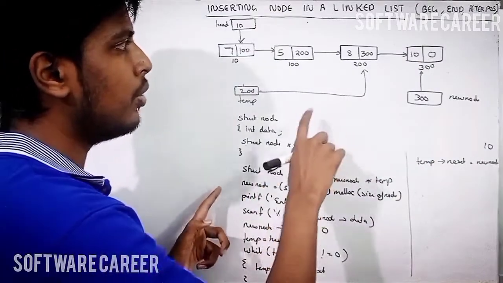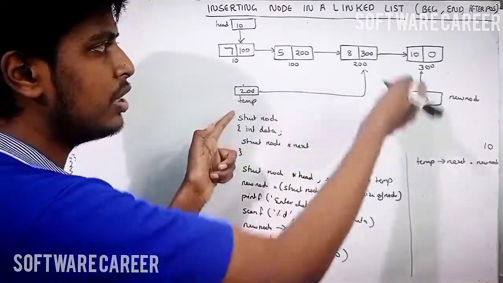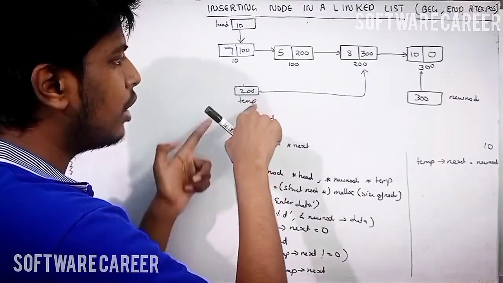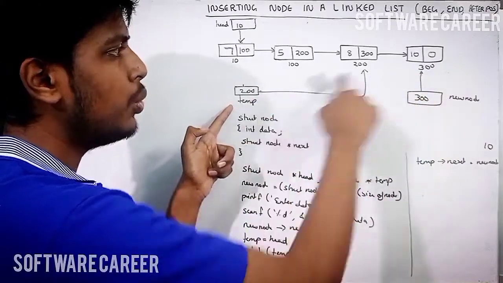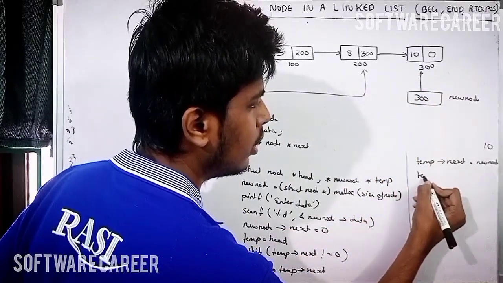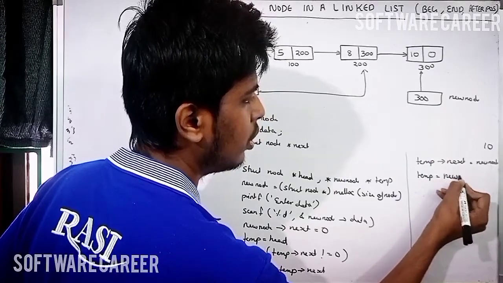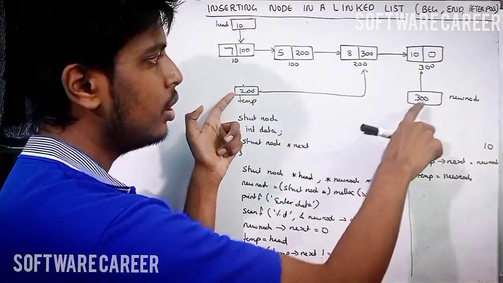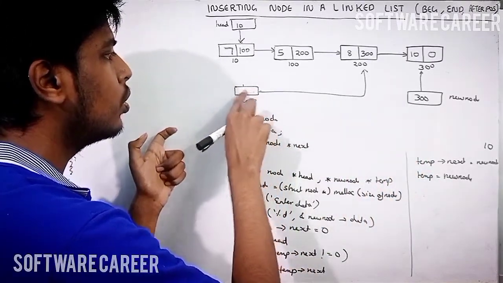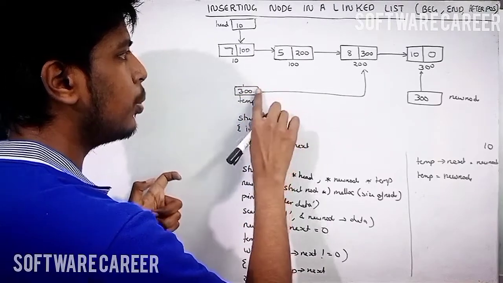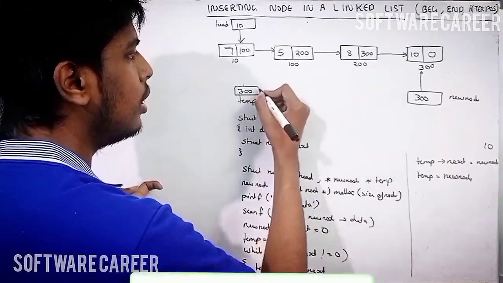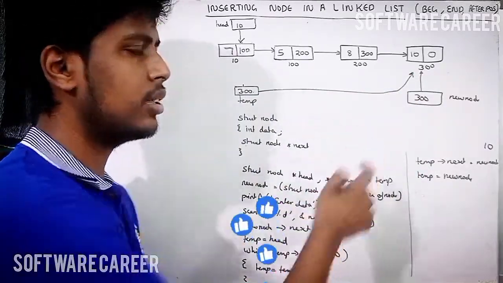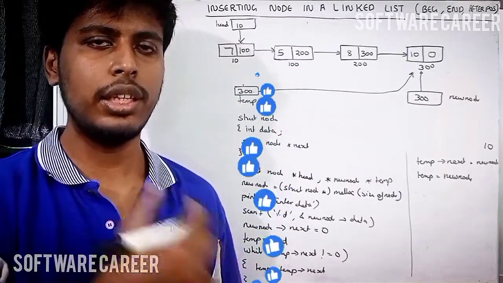Now you should move the temp one step forward. You no need to do that step, but I am doing. Now temp should point towards last node. So how you can move? I am writing the code. Temp equals to new node. Now temp is what here? Here I should write the new node address. New node is 300. So this is 300. So this pointer is getting cancelled, and this 300 is pointing towards last node. Now you have inserted the node at the last. This is how you should insert a new node at the end of a linked list.